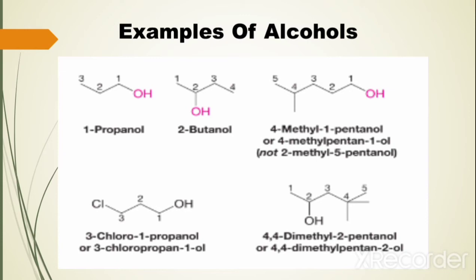And the other example is a 5 carbon chain, and on the first carbon we have a hydroxyl group, and on the fourth carbon we have a substituent, a methyl group, and we will name it as 4-methyl-1-pentanol, or 4-methylpentan-1-ol. And we will not name it as 2-methyl-5-pentanol, because we have to give the hydroxyl group preference, and give the lowest number to the carbon which is attached directly to the hydroxyl group.